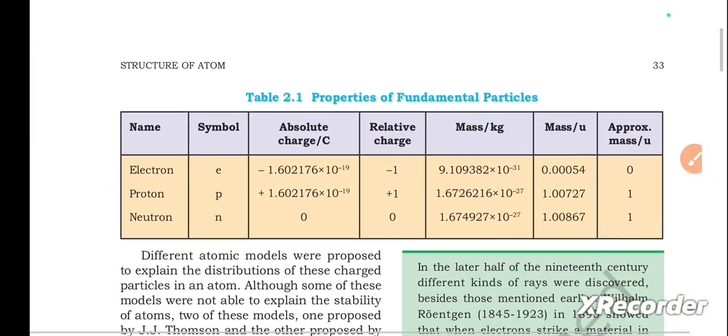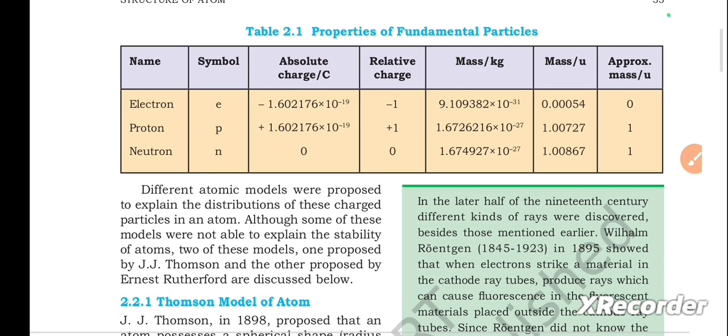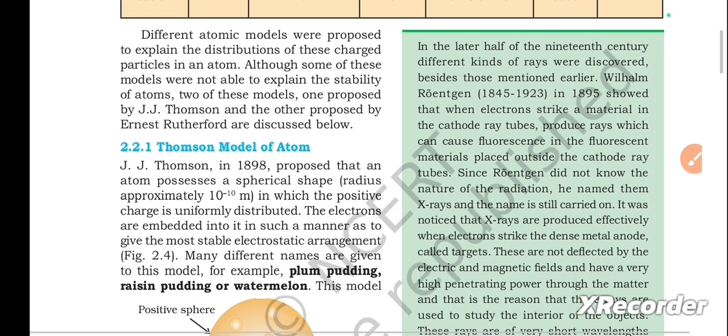Next is Table 2.1, properties of fundamental particles. Different atomic models were proposed to explain the distributions of these charged particles in an atom. Although some of these models were not able to explain the stability of atoms, two of these models, one proposed by J.J. Thomson and the other proposed by Ernest Rutherford, are discussed below.